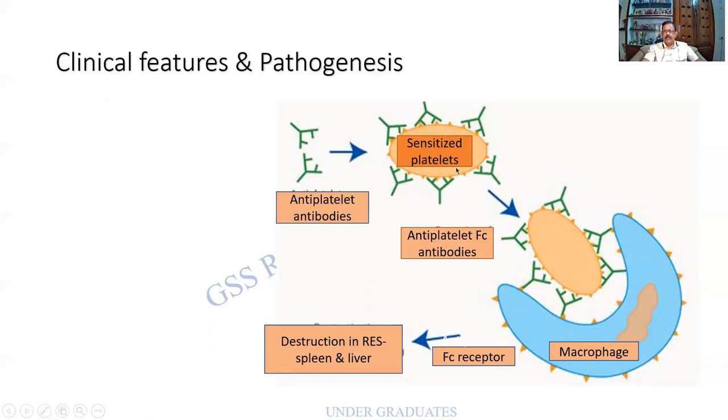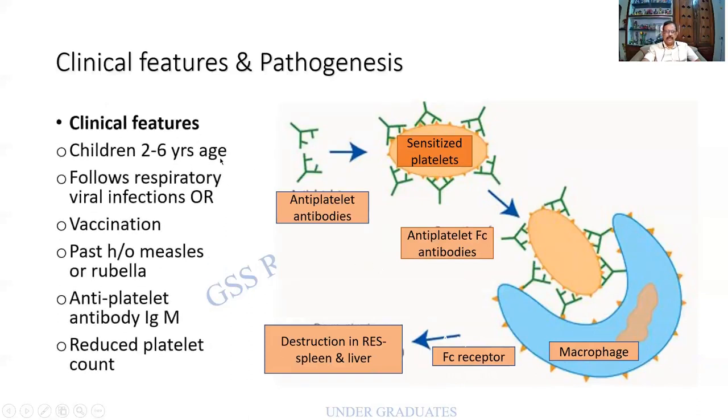Once a complex is formed, it remains stagnant in narrow sinusoids. That is what is happening in the spleen. In the spleen, you have got macrophages that are lining the sinusoidal spaces, and these will devour or eat the antigen antibody complexes. As a result of which, you find that platelets get destroyed. This can also happen in the liver. So they get attached to the Fc receptor of the macrophages and they are destroyed. This is a basic, very simple pathogenesis, and I would like you people to kindly draw this diagram.